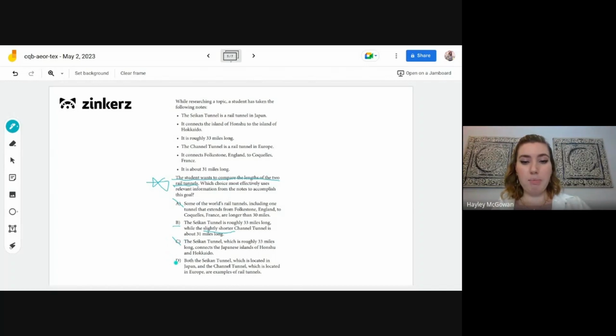And then D, both the Seikan Tunnel, which is located in Japan, and the Channel Tunnel, which is located in Europe, are examples of rail tunnels. So in this one, we're talking about both tunnels, but not their lengths, not really comparing them. So again, not D. So B is definitely going to be our correct choice.